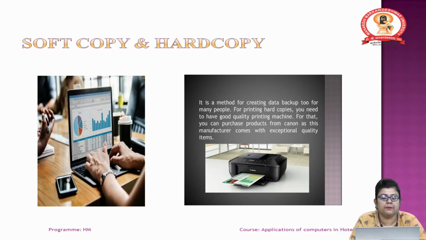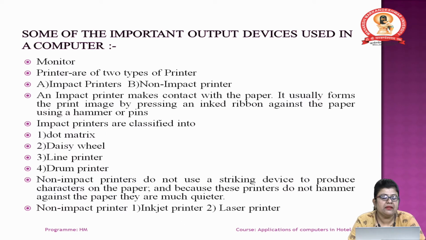This is the picture which is showing the example of soft copy output and hard copy output. The picture on the left side, you are seeing the monitor screen, that is a soft copy output. The person is working on some data which is visible on the monitor or desktop screen, that is again a soft copy output. And on the other side, when we are taking data printouts with the help of a printer, that is a hard copy output device. Some important output devices used in computers are monitors and printers.